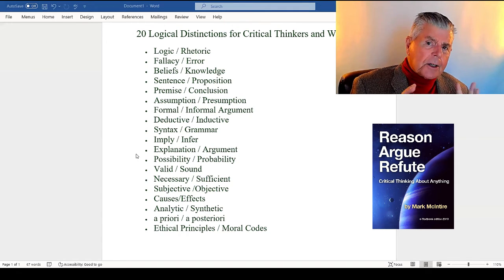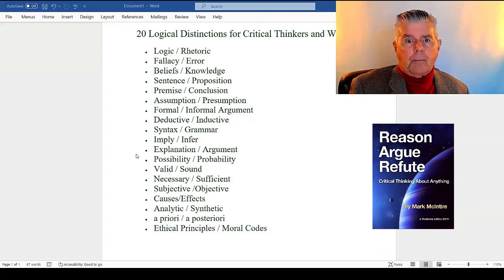All of these things are extremely important. And unless we are clear about the definitions of these terms and what they mean, we are not going to be able to produce valid and sound arguments. And that is the purpose of taking this class.